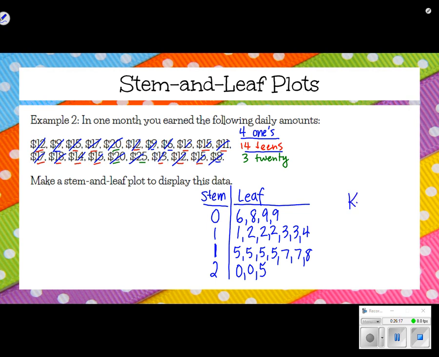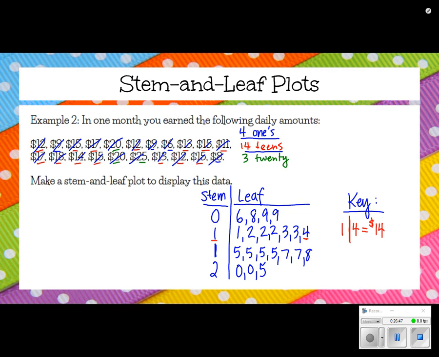So we're going to come through here. We're going to do key, and we're going to pick one of our data values. Doesn't matter which one. I am going to pick this one right here. And so I'm going to do 1. And then I'm going to do a vertical bar, and then I'm going to do a 4, and I'm going to state what it equals. And I'm going to actually put my units in there, $14. And that's it. That's your key.